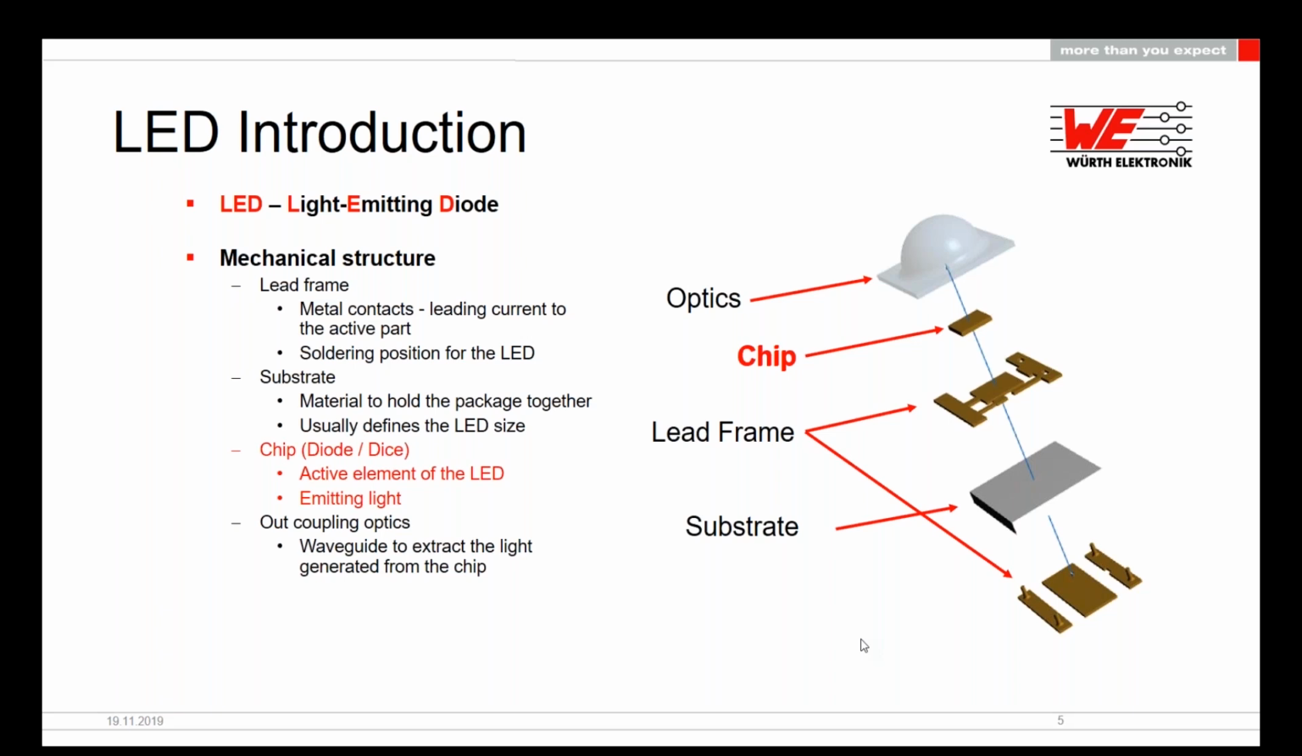The substrate is the material which holds the package together, and it defines the size of the LED, such as 0603, 0805. The optics part, in other words the lens, is necessary to protect the chip. It helps to extract the light generated from the chip.